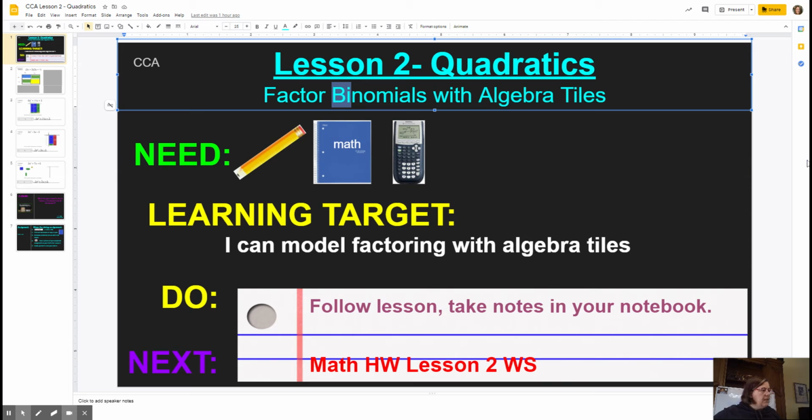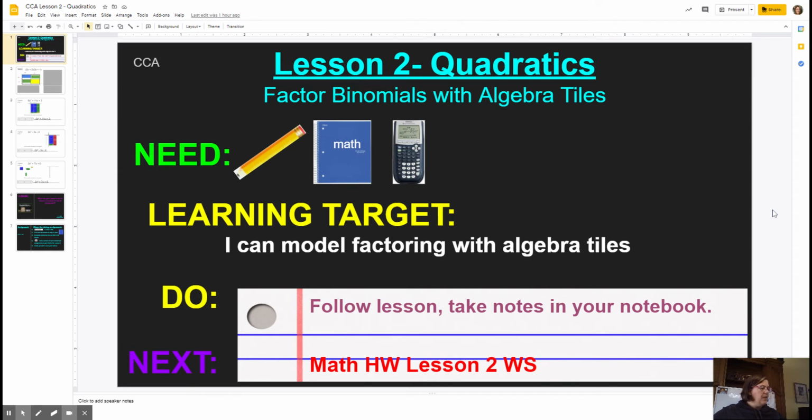So your learning target today is I can model factoring with algebra tiles and then follow along with the notes, and then you will get some homework to do there at the end of the lesson. So again, if I have a tendency to go too quick and you need me to go back to a slide or you're not ready for me to move on, please let me know. There is some drawing that you're going to need to do on your notes today, but just let me know if I'm going too fast.